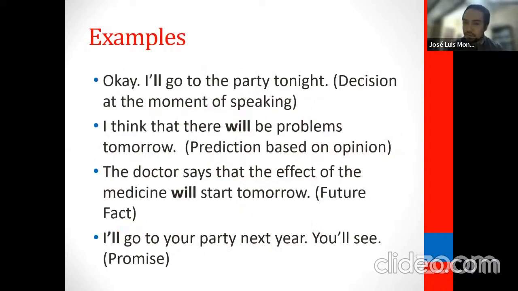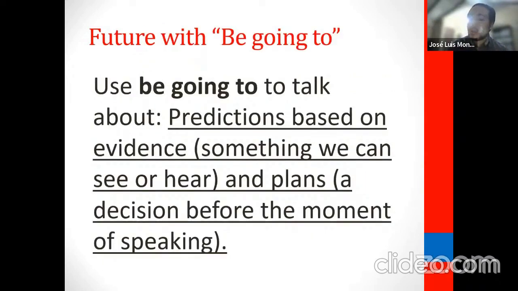We are going to try to practice not now, but we're going to have a specific exercise with will and be going to. You're going to let me know if you have questions or comments. But now let's go to be going to. Let's also read this slide, please. Okay. Use be going to to talk about predictions based on evidence, something we can see or hear, and plans or decisions made before the moment of speaking.